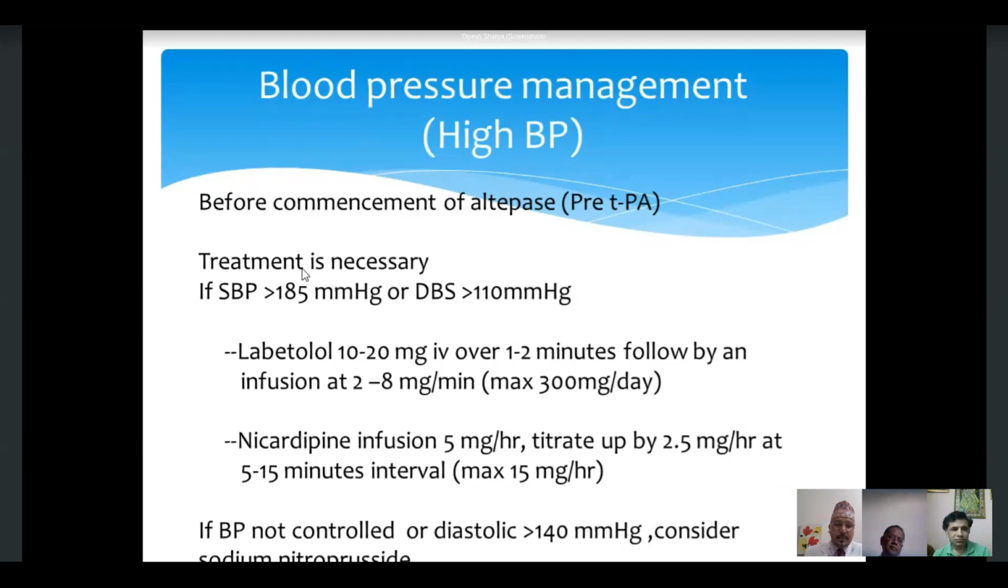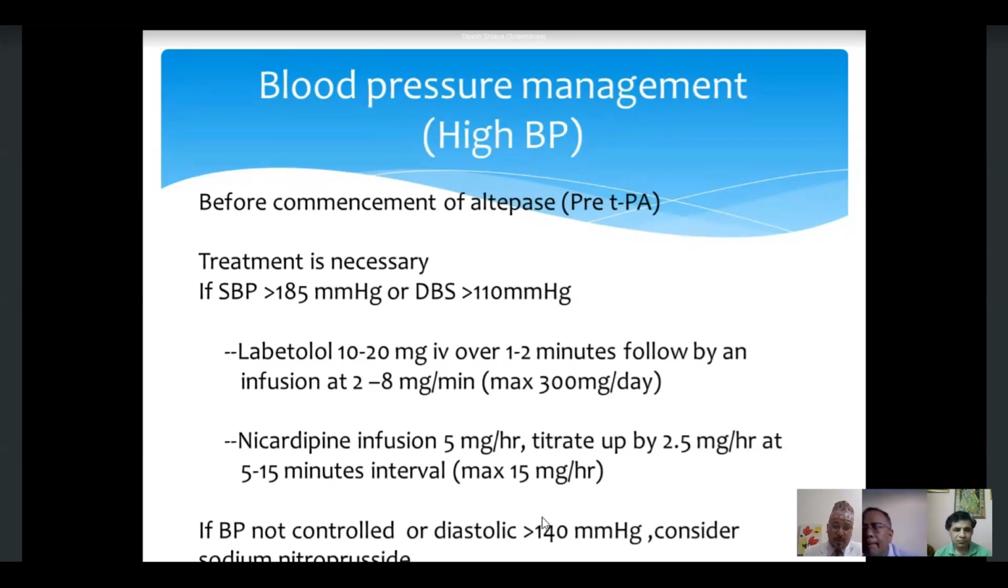If it is more than this, we use labetalol injection 10 to 20 mg IV over 1 to 2 minutes, followed by an infusion at 2 to 8 mg per minute, not to exceed 300 mg per day. Nicardipine infusion 5 mg per hour, titrate up by 2.5 mg per hour at 5 to 15 minute intervals. Maximum dose is 15 mg. Other drugs that can be used are enalaprilat and hydralazine. If the BP is not controlled with these, then we can add sodium nitroprusside.